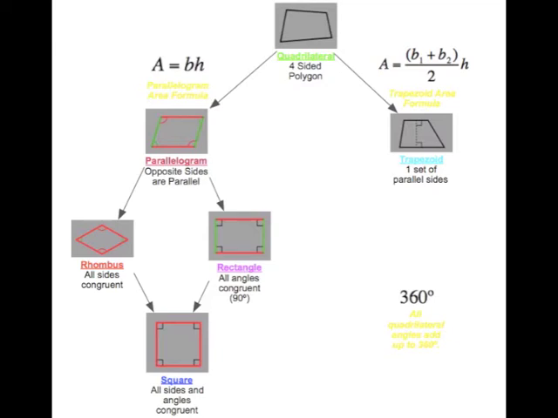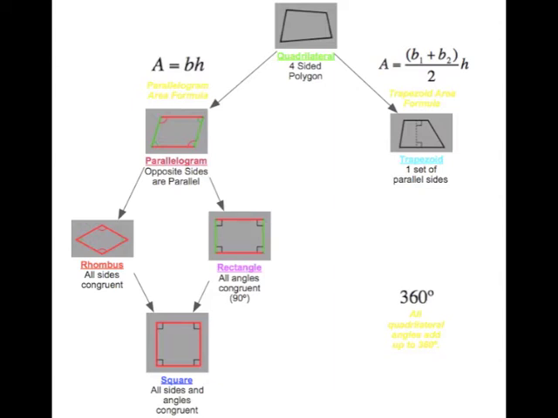And going off of that initial 4-sided polygon, you can either have a trapezoid, which is to the right, and that means it has one set of parallel sides. So in our example here, the top and the bottom are parallel to each other. The other 2 sides are not parallel. So a trapezoid has one set of parallel sides. We're not going to be discussing a trapezoid today. That'll be more in tomorrow's lesson.